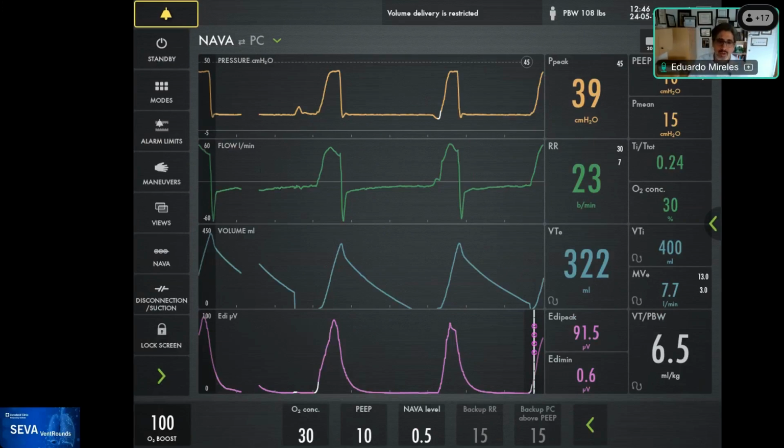So then eventually we transitioned the patient to NAVA, and we started at a very low NAVA level. We started at 0.1 because of the amount of EDI that the patient had. And then we titrated the level up. You can also see that we limited the pressure. So this patient, because the pressure limit is set at 45, the patient cannot get more than 40. But with that, it was achieving between 6.5 and 7.5.